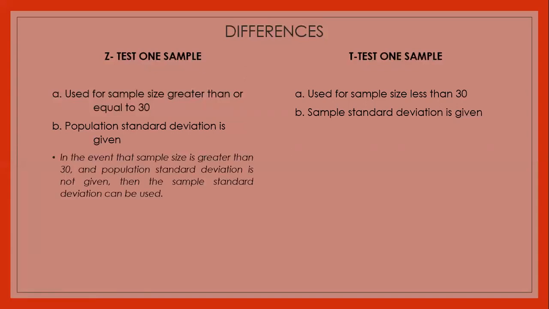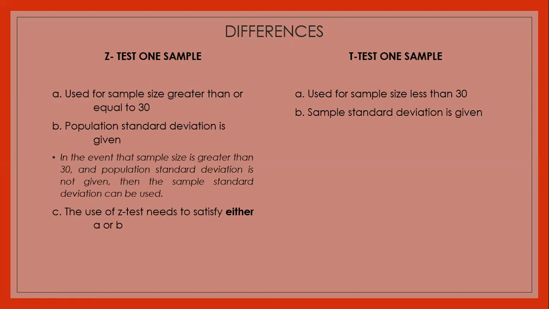Under z-test one sample, in the event that the sample size is greater than 30 and the population standard deviation is not given, then you can use the sample standard deviation to estimate your population standard deviation. Kasi we need the standard deviation in the computation of your computed value sa z-test one sample. Nagkataon na greater than 30 yung sample, pero hindi given ang population standard deviation. Pero ang given sa problem is the sample standard deviation. You can actually use the sample standard deviation to replace or estimate the value of your population standard deviation.